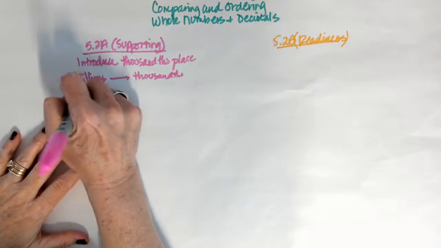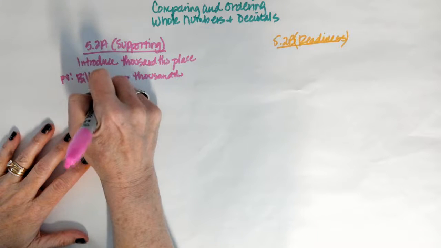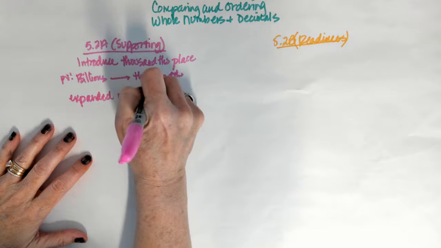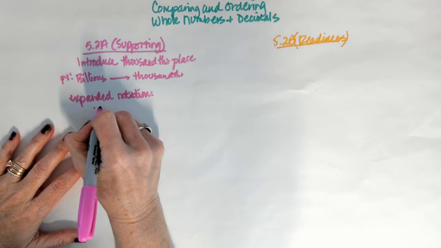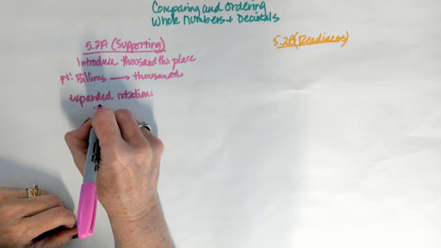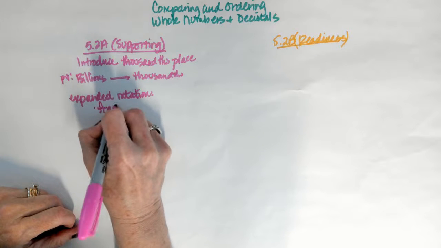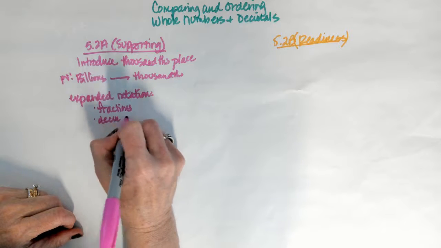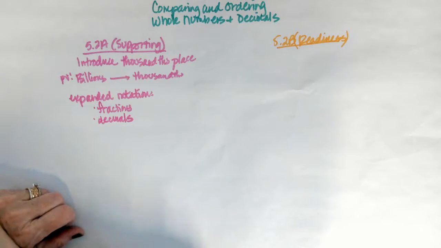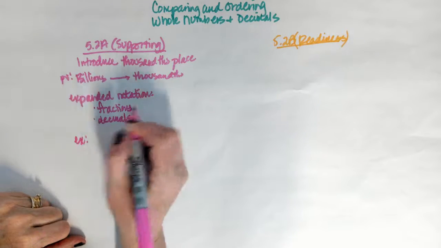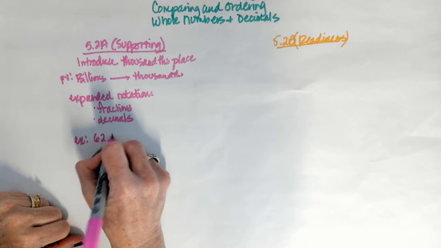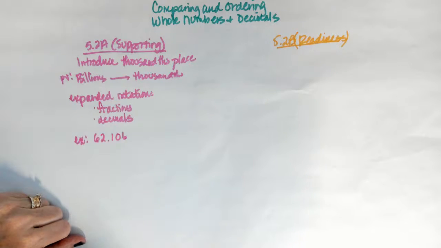So expanded notation. There are a couple of important things about expanded notation. The first one is the numbers can be written in two ways. I can write expanded notation with fractions or decimals, and I need to do that both ways. I need students to see that both ways. So let's look at an example to see what I mean. If I asked for the expanded notation of 62 and 106 thousandths.